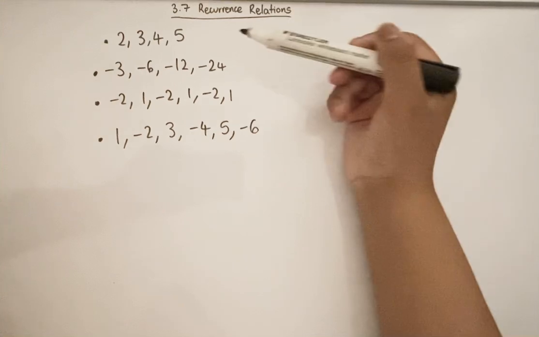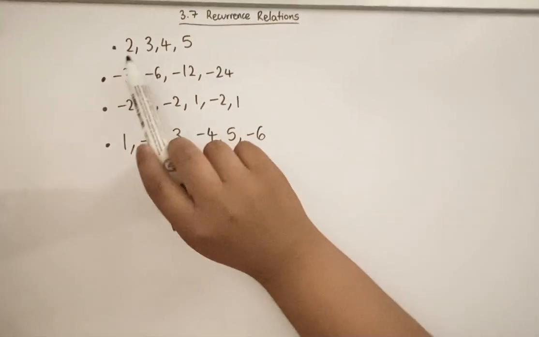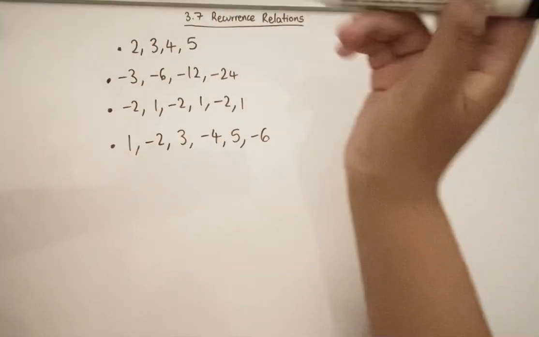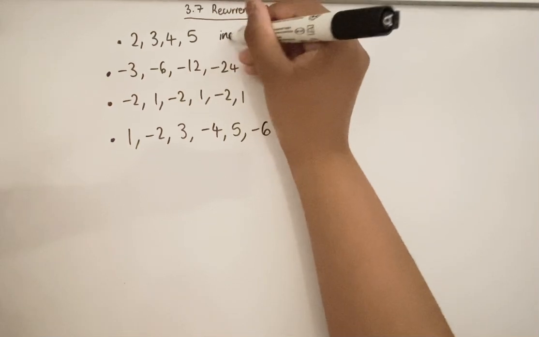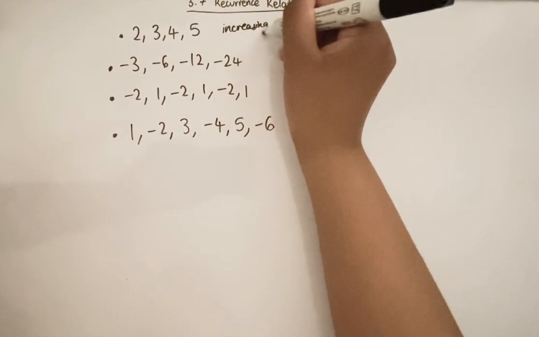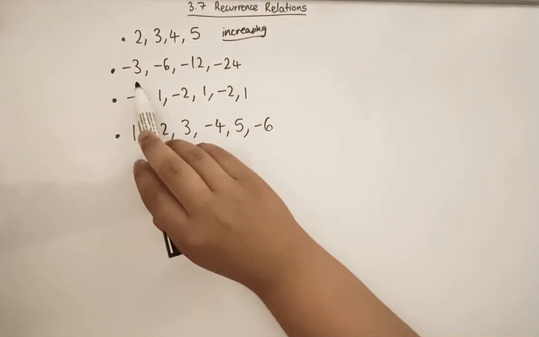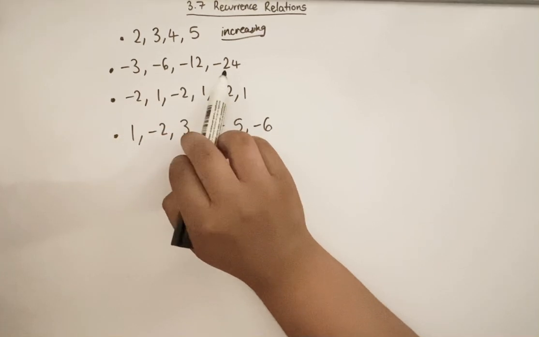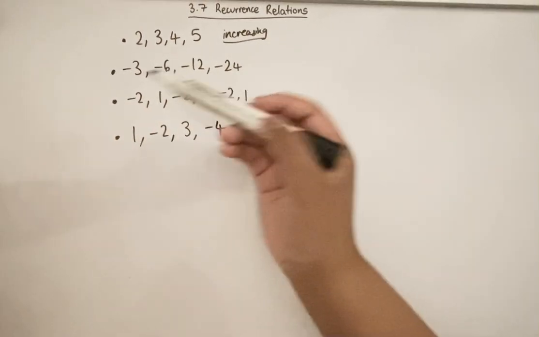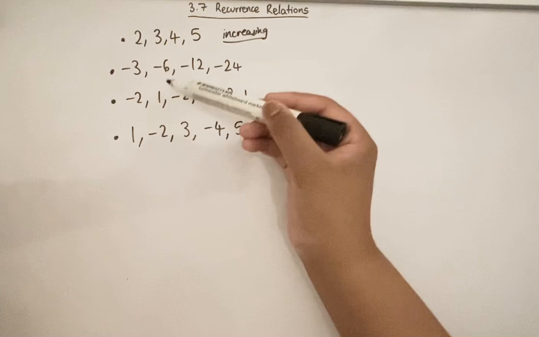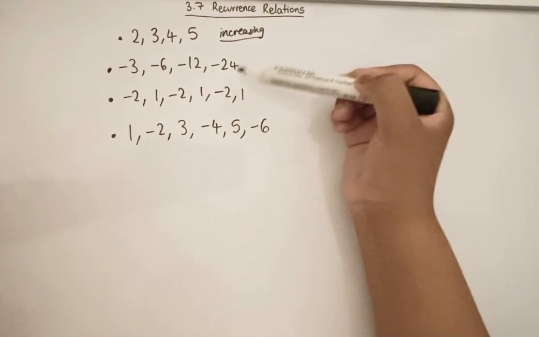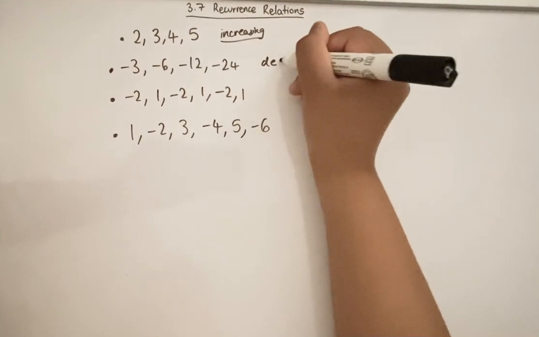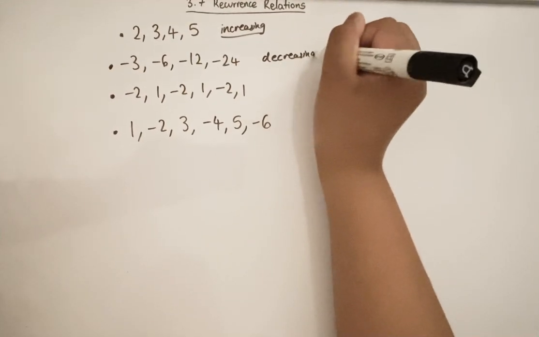Let's take these four sequences. For the first one, we can see that every term is getting larger, and so this is an increasing sequence. For the second sequence, we can see that each term, as we go on, is getting smaller. It's going from -3 to -6, -6 to -12, and -12 to -24. So this is a decreasing sequence.